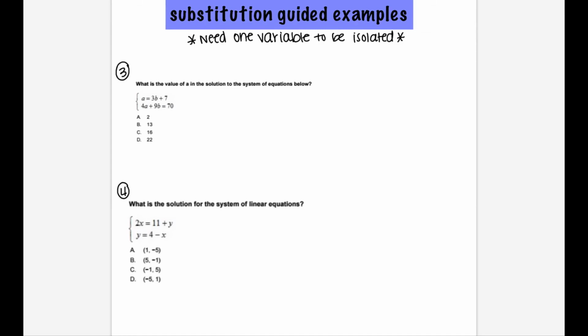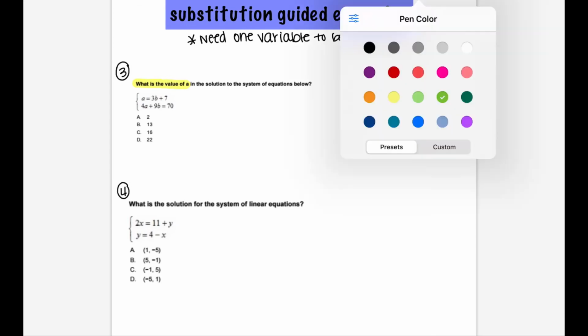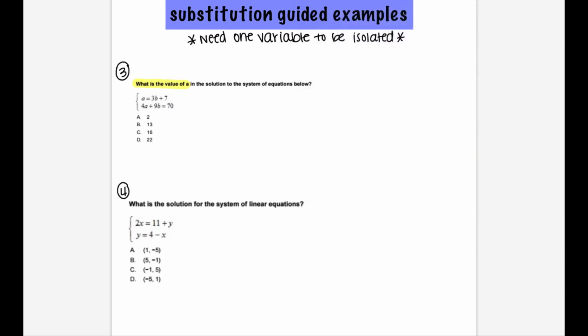Let's look at some more examples. For number 3, what is the value of a in the solution to the system? So first of all, we need to realize that we don't need to find both answers necessarily. It's just asking us what is the value of a. So we've got to keep that in mind as we work through this.